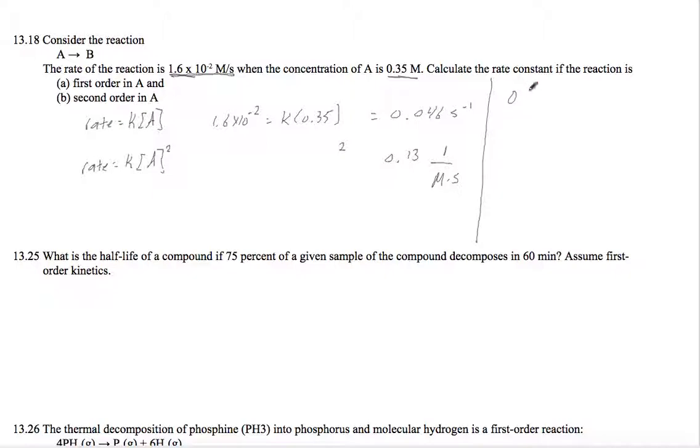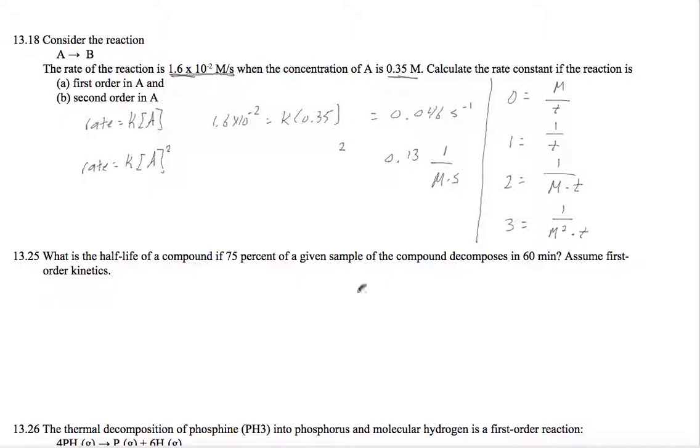We can do this real quick. If we have a zero order reaction, units are just going to be molarity over time. First order, it's going to be 1 over time. Second order is going to be 1 over molarity times time. Third order is going to be 1 over molarity squared times time. And that trend just continues for how many different orders you have.